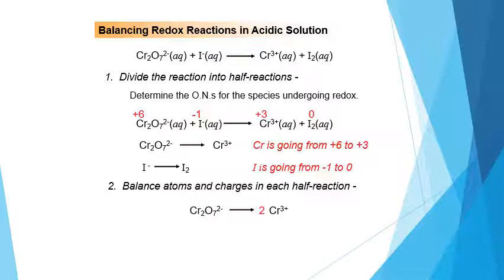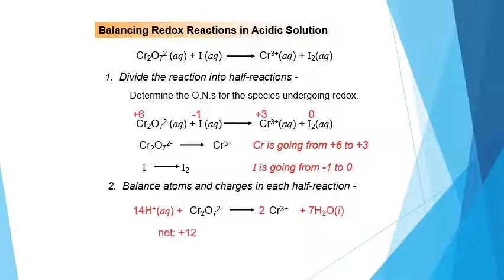In this case, we have 7 oxygen in the reactant side. So we can add 7 water molecules to the product side in order to compensate for the oxygen element. So we add 7 oxygen, and in order to balance the hydrogen, we add 7 times 2, which is equal to 14 H plus, in order to balance the elements in that half reaction.